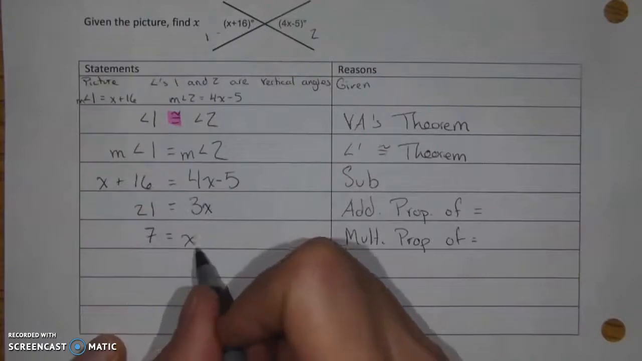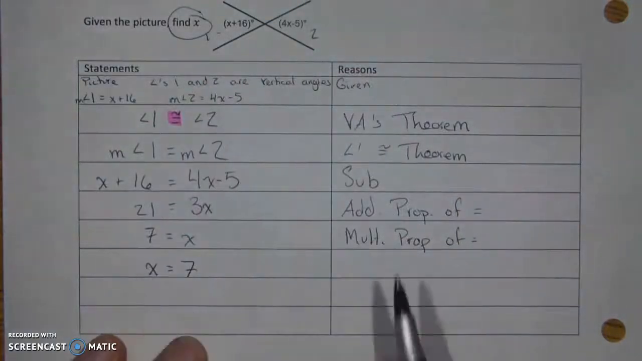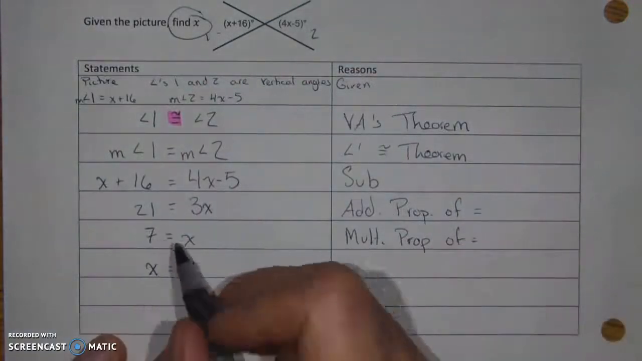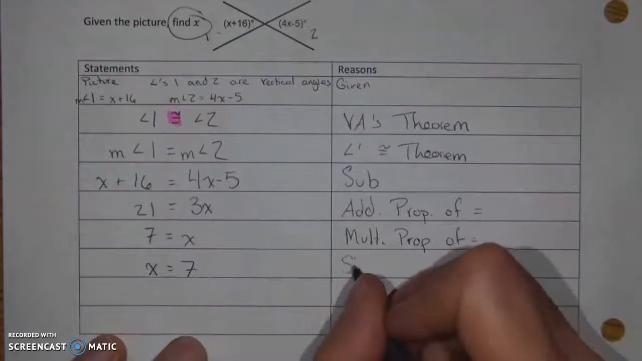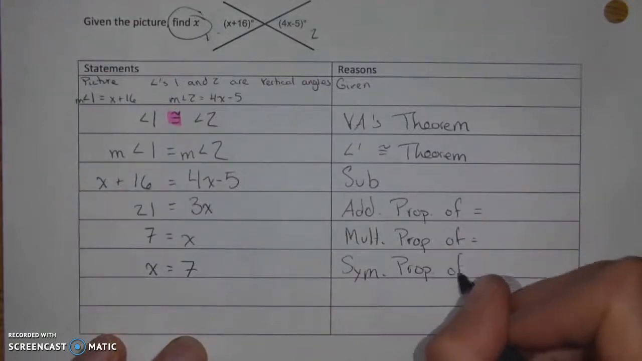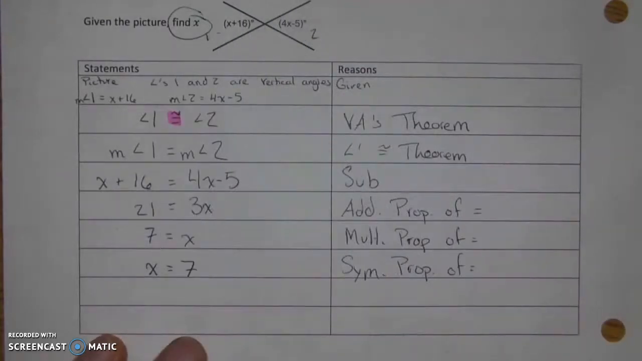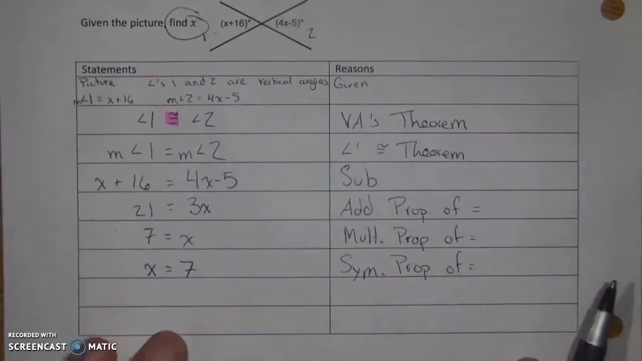And we don't like to keep the x on this side. We really want it to read x equals 7. Even though it doesn't directly say that, your x should always come first. And since all I've been doing is flip-flopping, that is the symmetric property of equality. This time I don't need to substitute back in and find an overall angle because all I'm looking for is x, so I would actually be done.